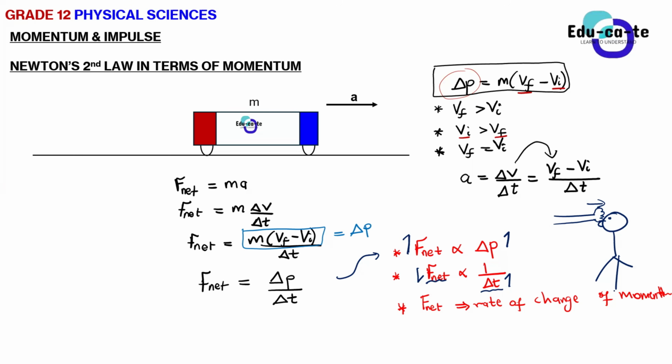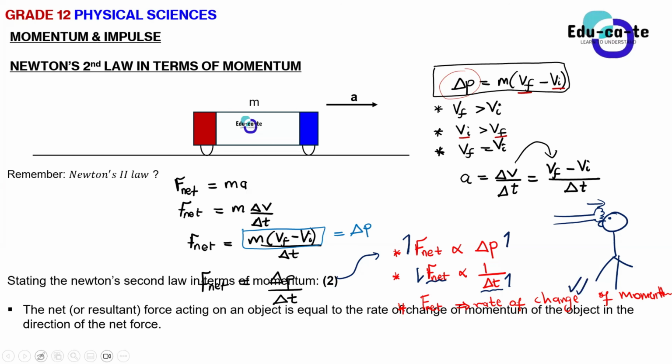Okay, but the third one is the best for defining, because you need to know how to state Newton's law in terms of momentum. So this is how we state it. You say that the net or the resultant force acting on an object is equal to the rate of change of the object's momentum in the direction of the net force. Do we all see this definition? Yes, sir. That's stating Newton's law in terms of momentum.